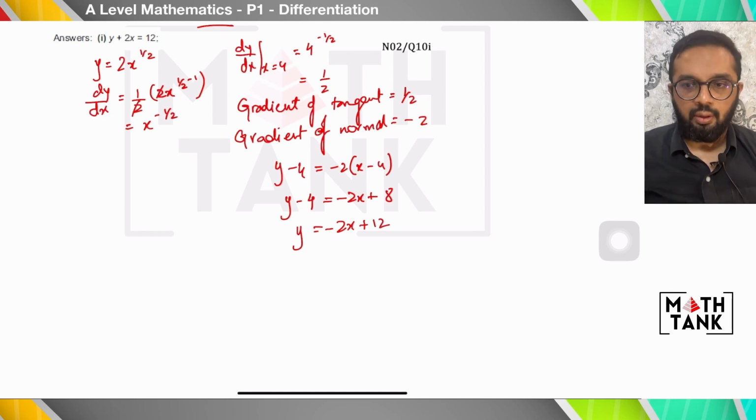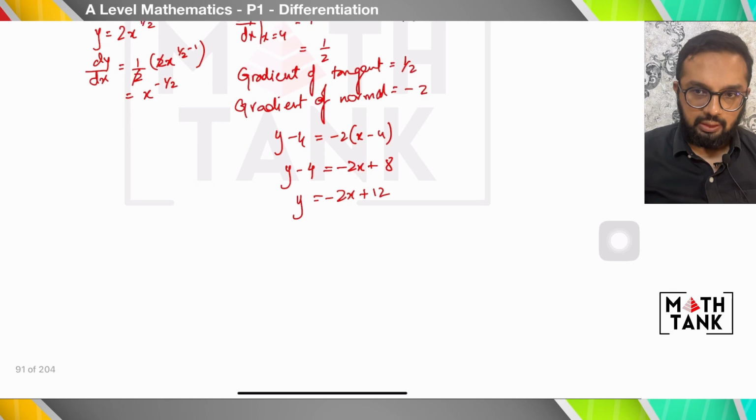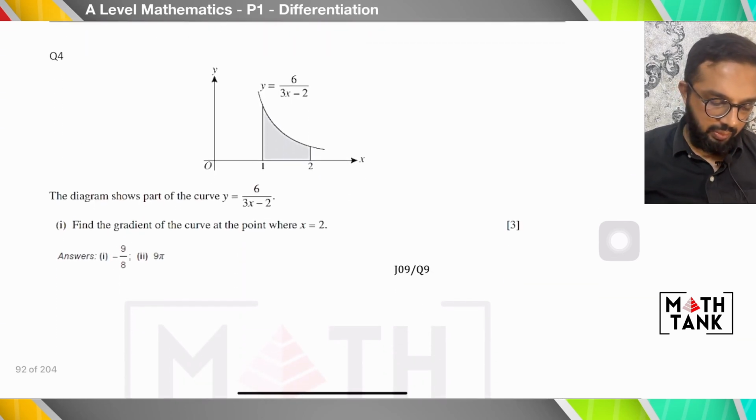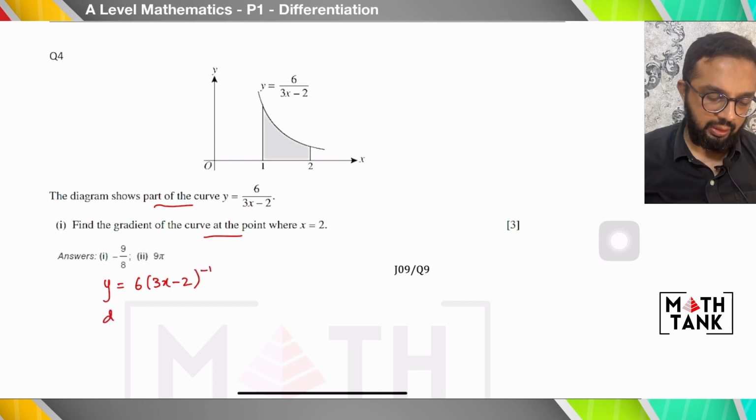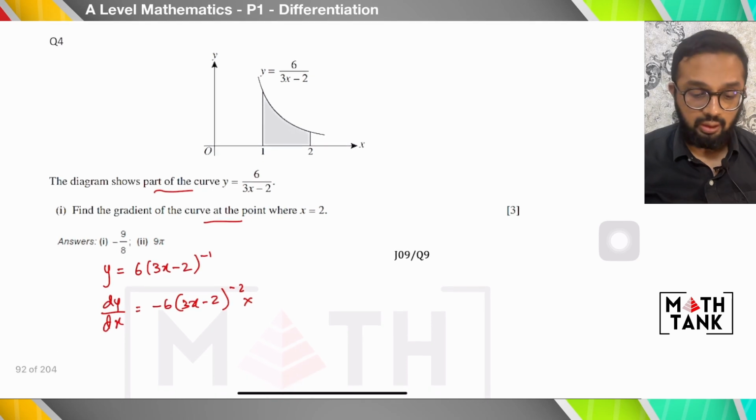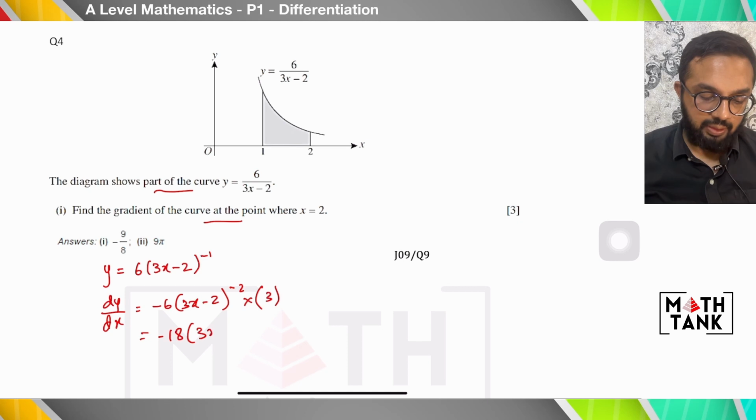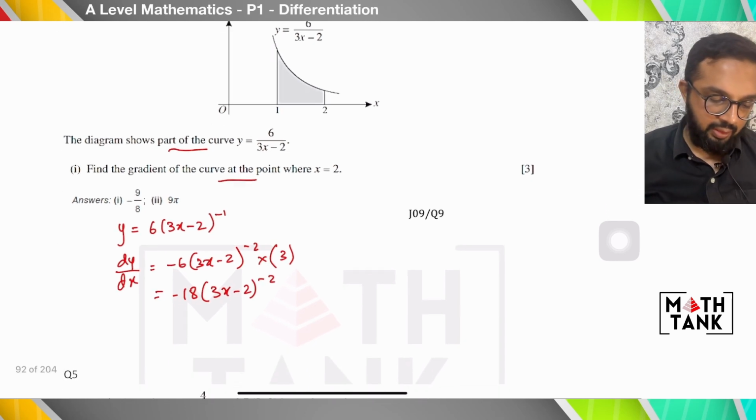Okay, moving on to the next question then. Question number 4 says the diagram shows part of the curve. Find the gradient of the curve where x equals 2. So again, gradient of the curve is simple. I just bring it up so that I can differentiate it. I bring minus 1 down and decrease the power, and then I multiply with the differential of the bracket. So I'm going to multiply by 3. So I get minus 18 (3x minus 2) power minus 2.